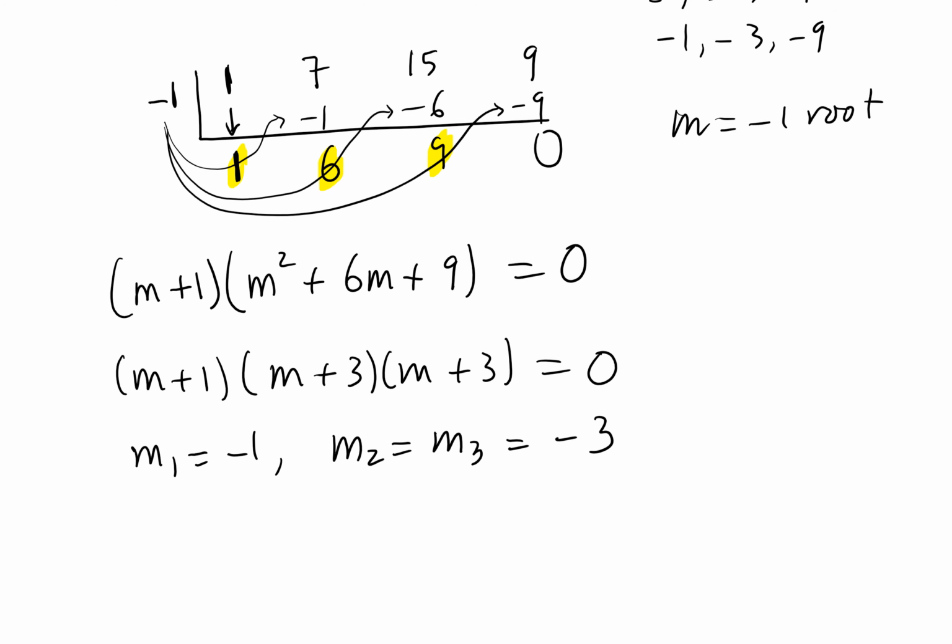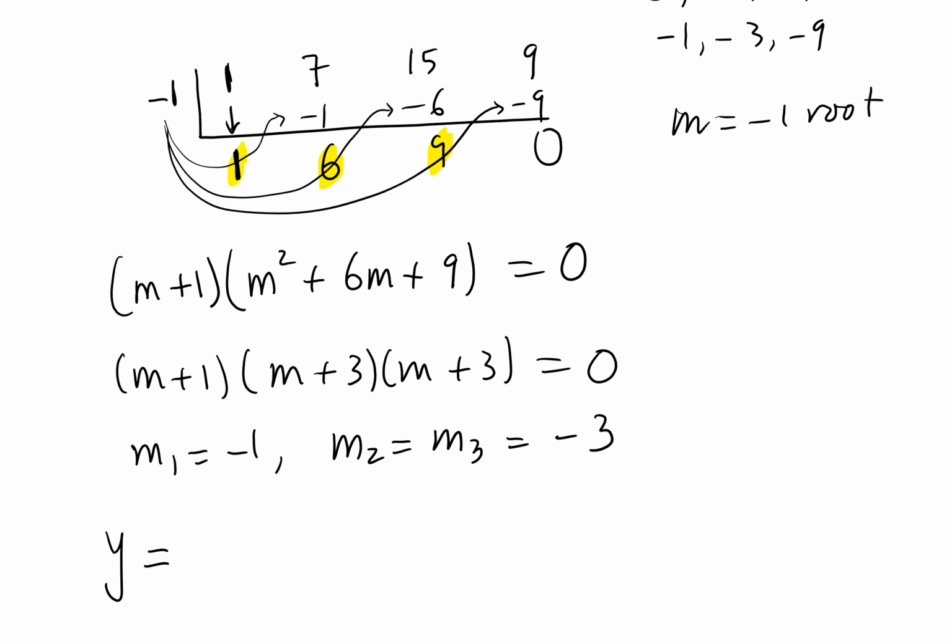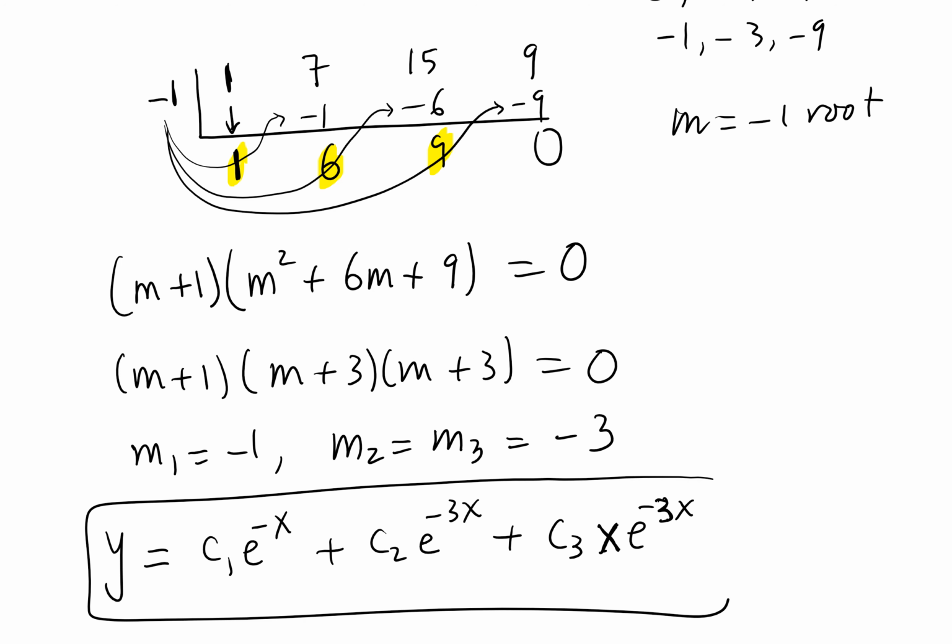So the solution would be y equals c1 e^(-x) plus c2 e^(-3x) plus c3 x e^(-3x). Do you see why? Because it's repeated, so we put an x there. If it's not repeated, we don't put x. So this would be the solution.